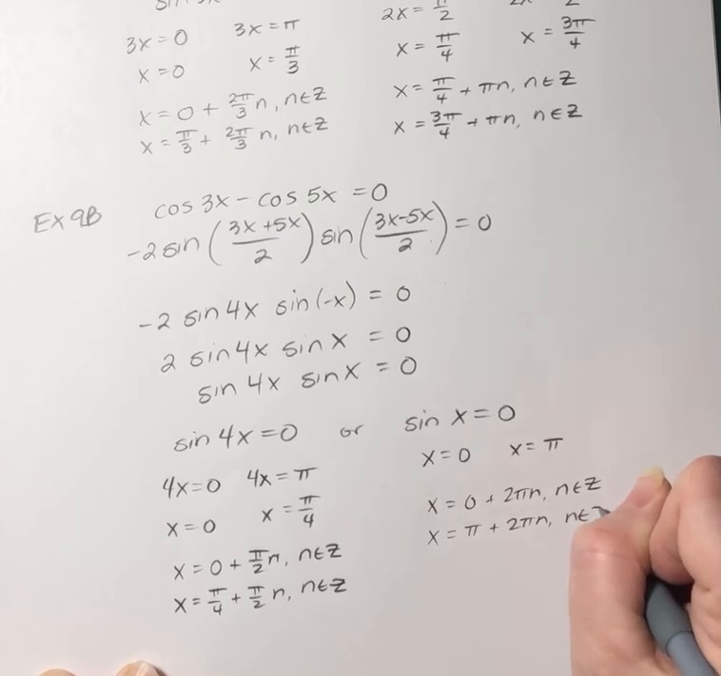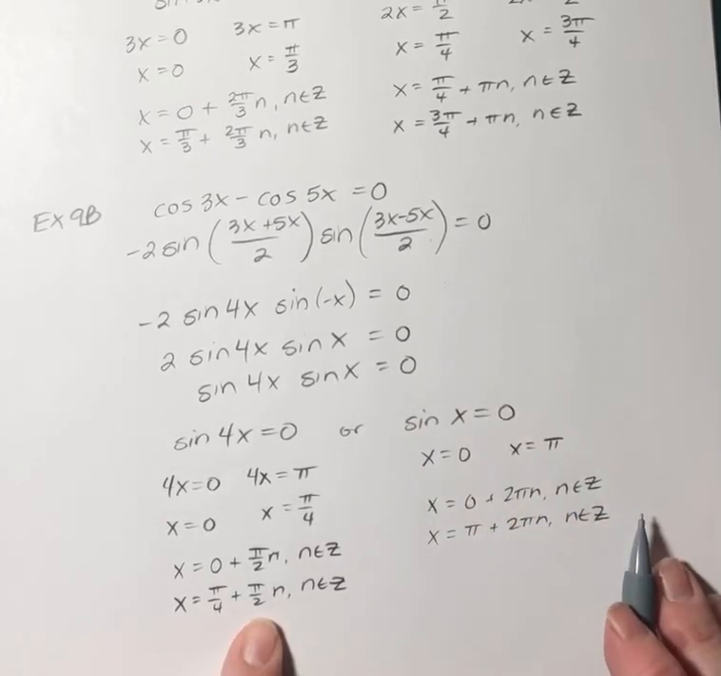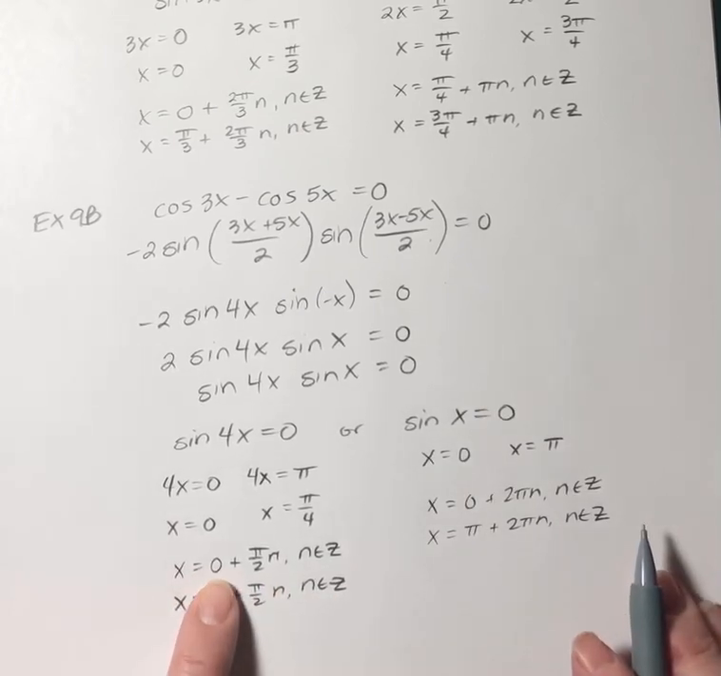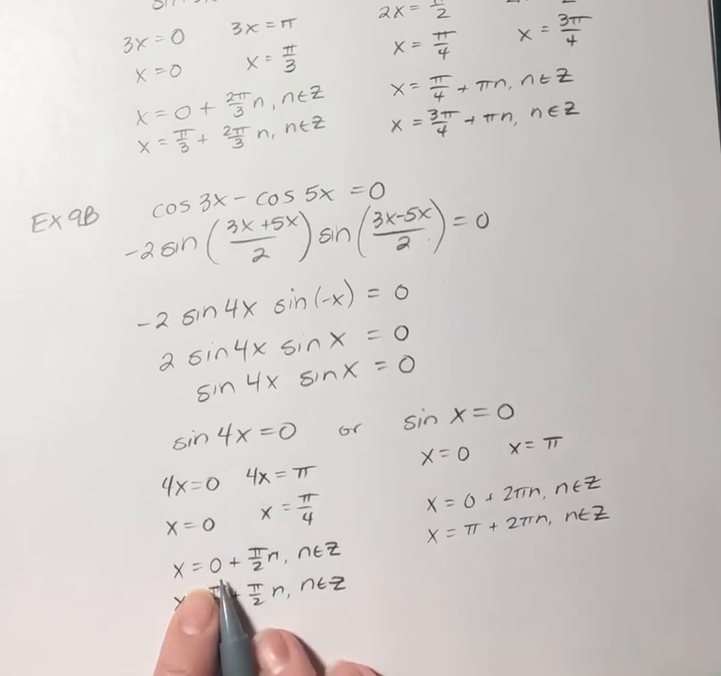They're not wrong. They're just repeating what's already over here, because this is going to be at 0, pi halves, pi, 3 pi halves, 2 pi, and so on. So it's going to cover both of those. This one is going to cover all of these, okay?